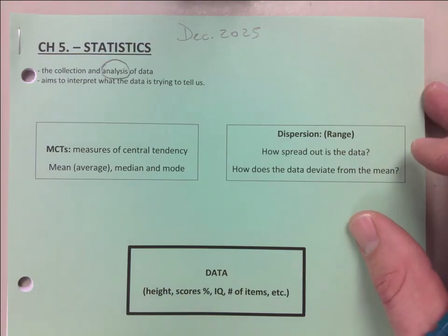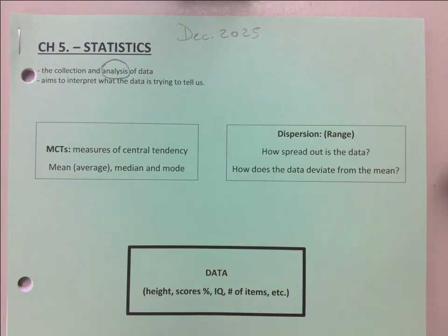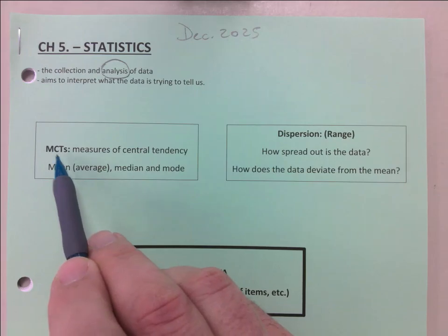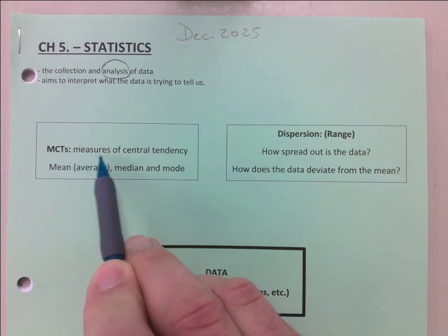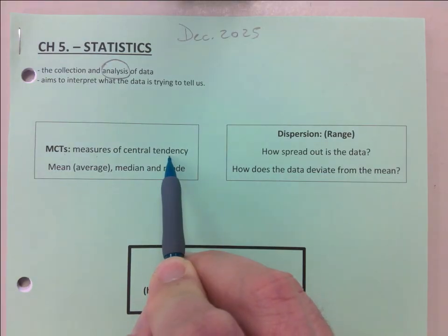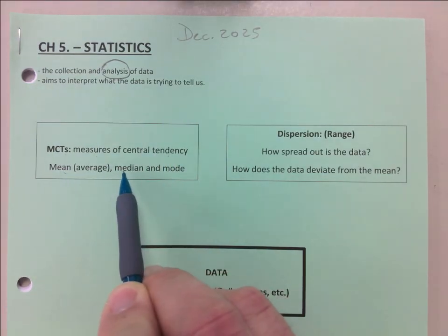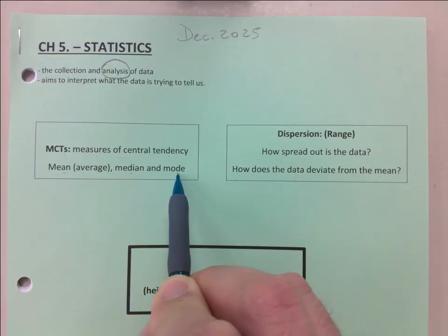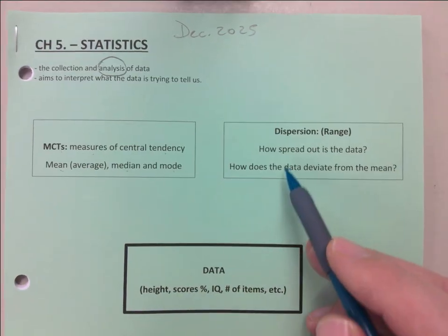Some of the concepts that you're going to need, you're going to have seen them already, hopefully. It's the MCTs, the measures of central tendency. There's your mean, your median, and your mode. Does that mean anything to you? Mean, median, mode? Average, right?